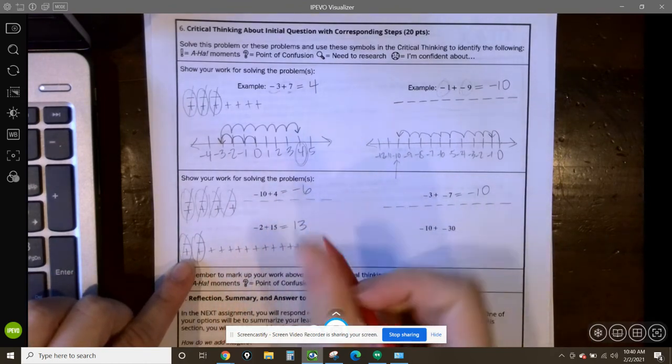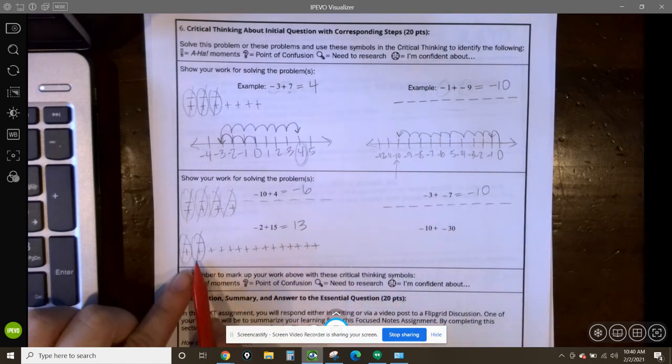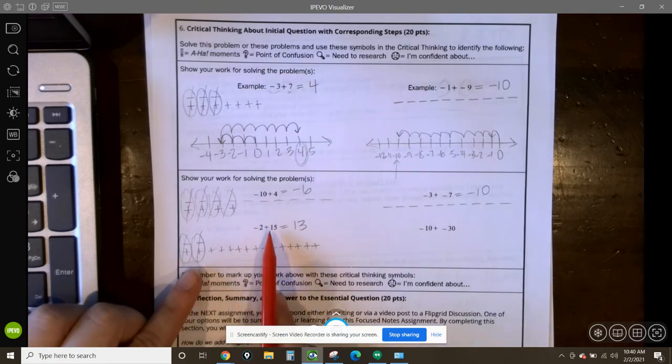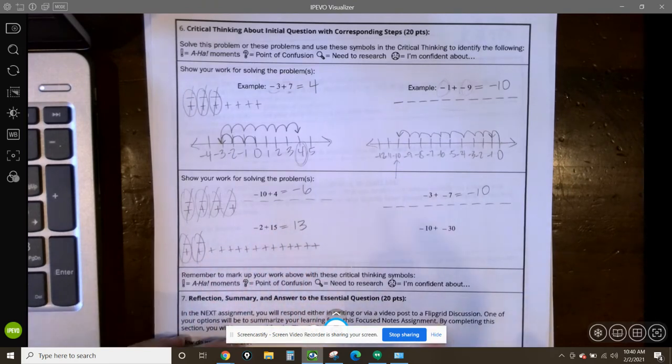And I'm telling you, once you do enough of these problems, you're not going to need this picture anymore. Your mind is going to do this picture for you just by looking at the numbers. And that's kind of cool.